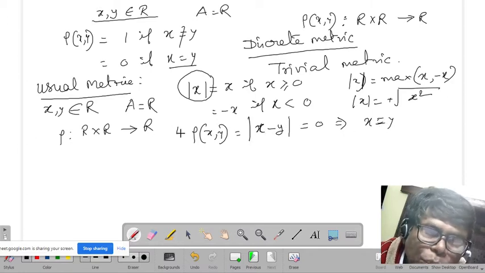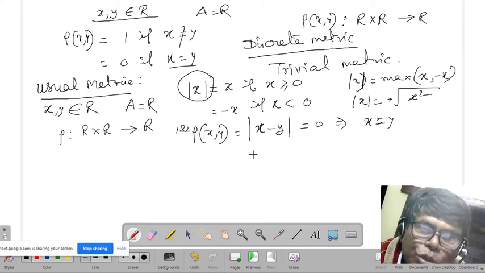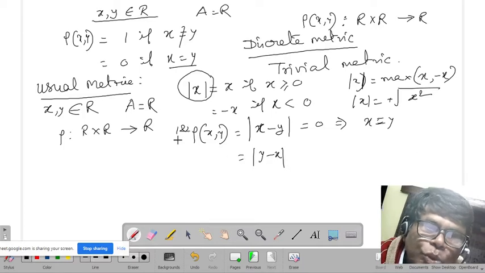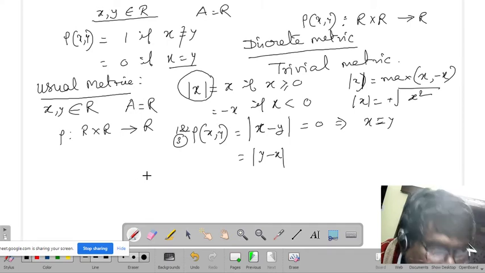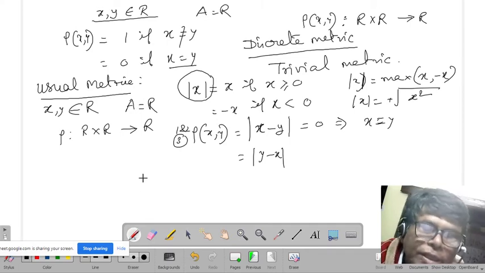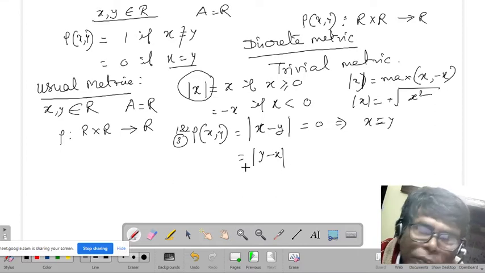So the first and second properties hold. Now you can see this can be written as y minus x, so the symmetric property also holds. So the first, second and third hold, as can be seen easily. What about the fourth property? The fourth property is the triangle inequality. Now that also you can show.